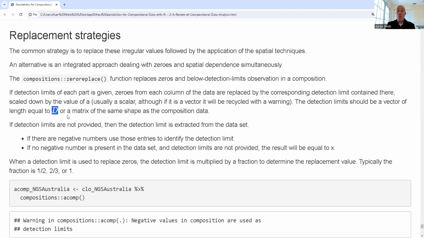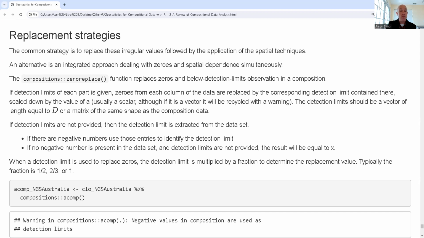If I want to have a matrix where maybe things changed in the process of detection, maybe I got new equipment, maybe equipment broke, and now I have to change the detection limit, then I can have a matrix of the same size as my composition data, indicating what the detection limit was. If detection limits are not provided, then the detection limit is extracted from the data set.